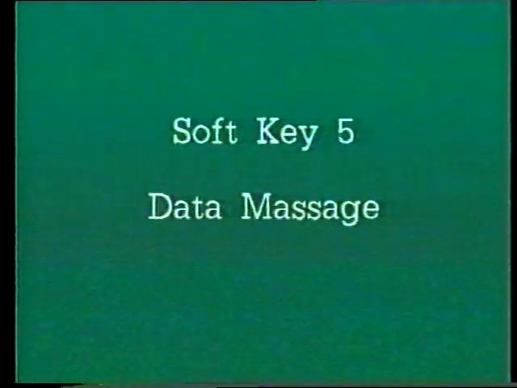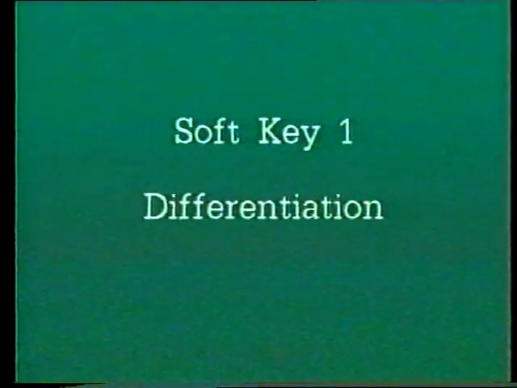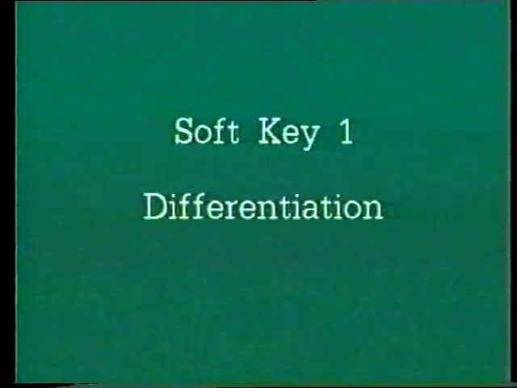We now want to enter the data massage bank by pressing soft key number 5. And we would like to differentiate, soft key number 1. The differentiation is set up for a 9-point differentiation. So simply with one keystroke, pressing soft key number 1, we will initiate a 9-point differentiation.